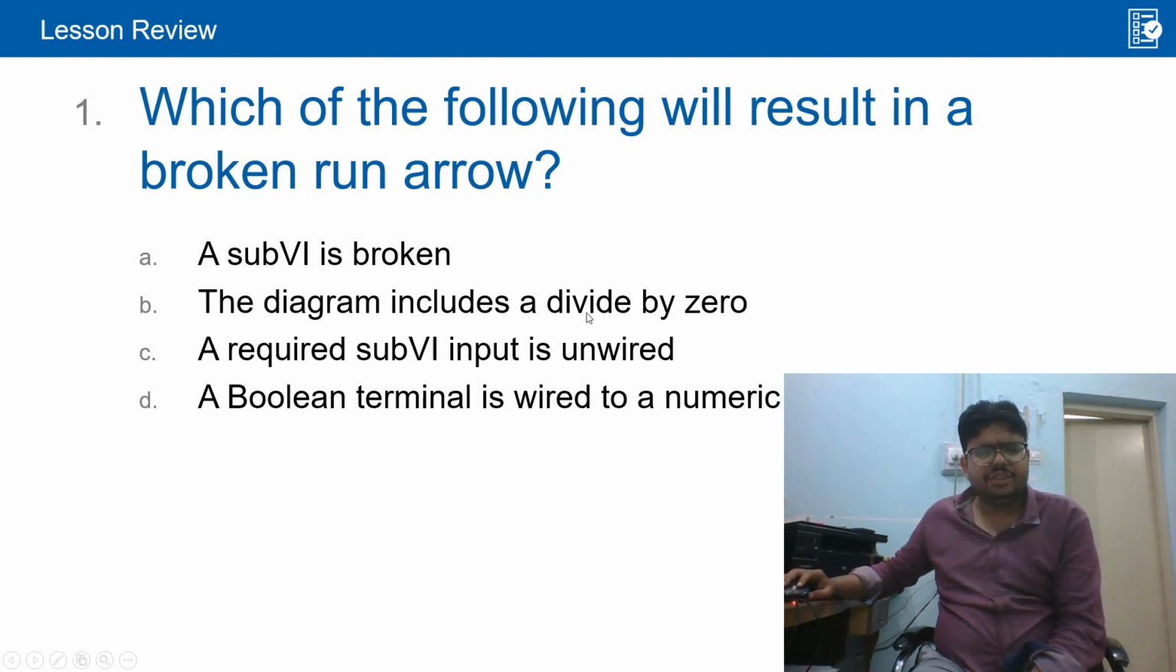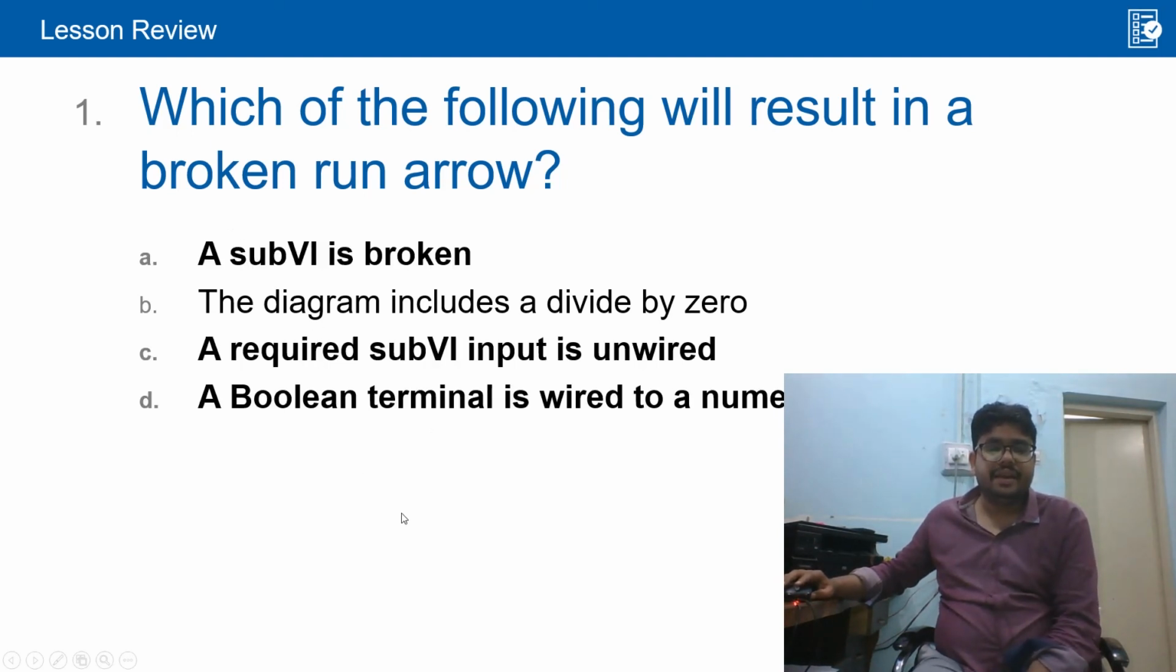The diagram includes a divide by zero? No. It will show not a number or an infinite number, but it will not show a broken arrow. As we encountered in our exercise, when you divide by zero, it will not show a broken run arrow, but it will show an unexpected result. So B is not the right option. A required sub-VI input is unwired. Yes, it will show a broken run arrow. A Boolean terminal is wired to a numeric indicator. Yes, we also studied that if two different data types are connected together, it will result in a broken run arrow. So these three are correct options.